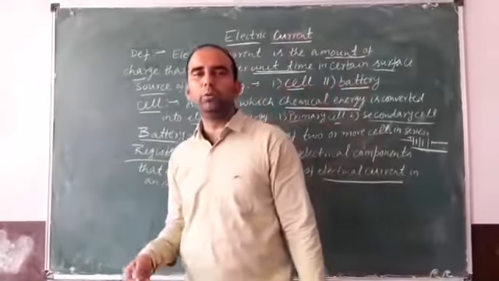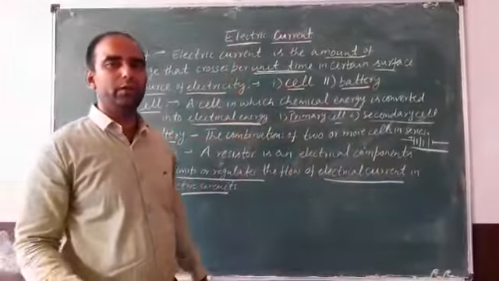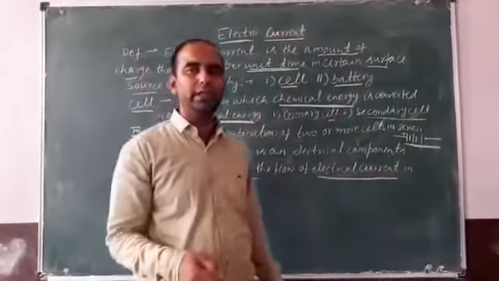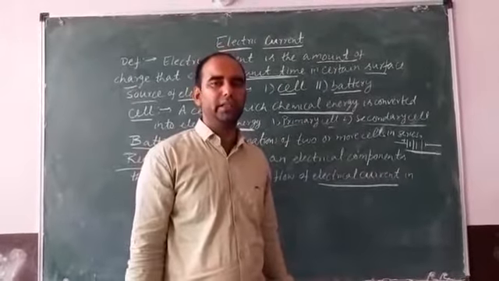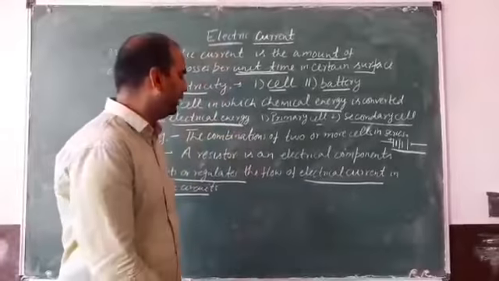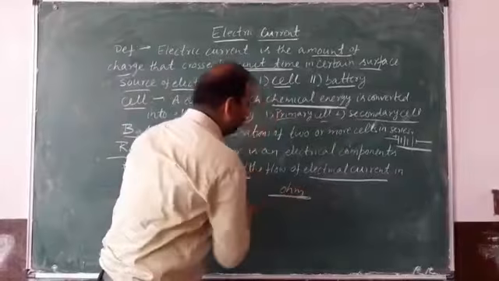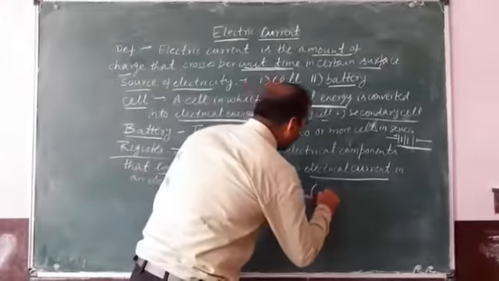Now, the ability to reduce the electric current is known as resistance. And its unit is the ohm. Resistance is measured in ohms. This symbol is like that.